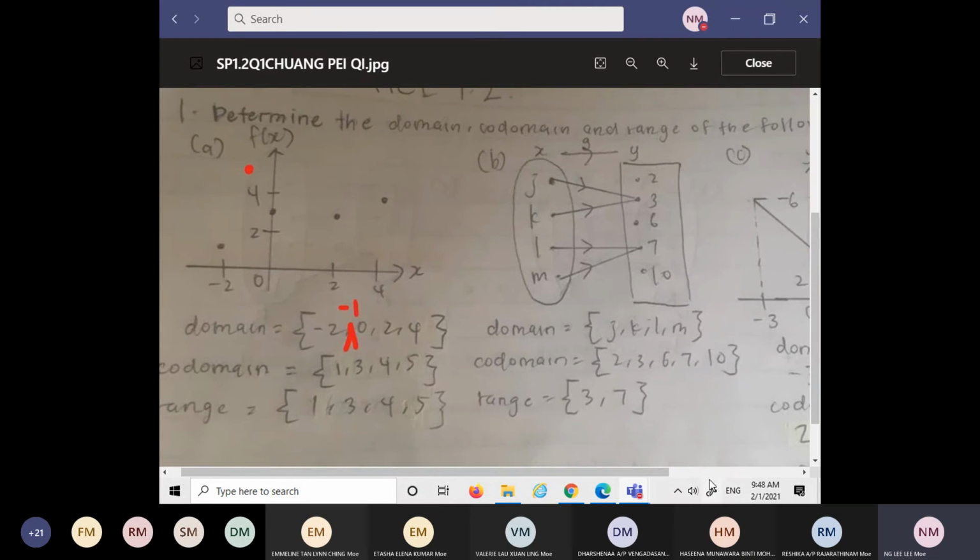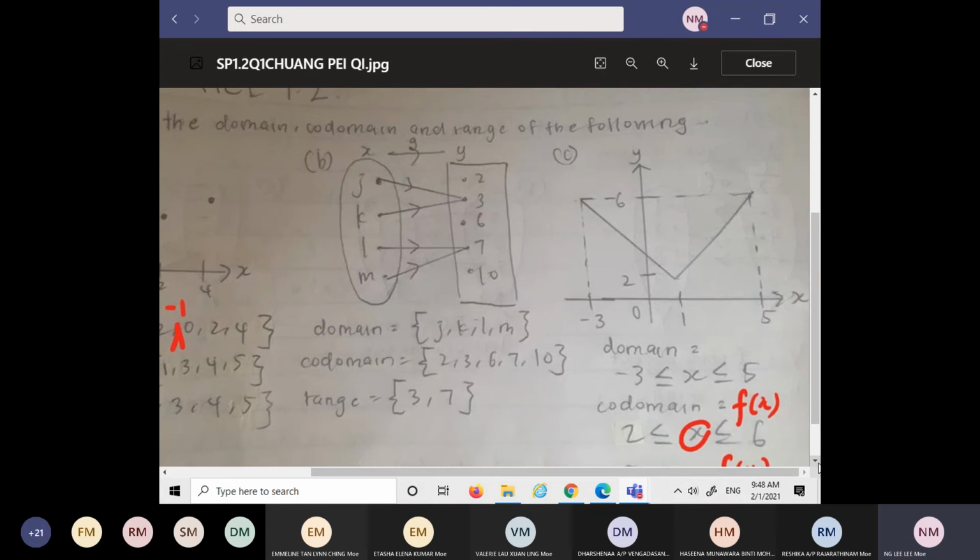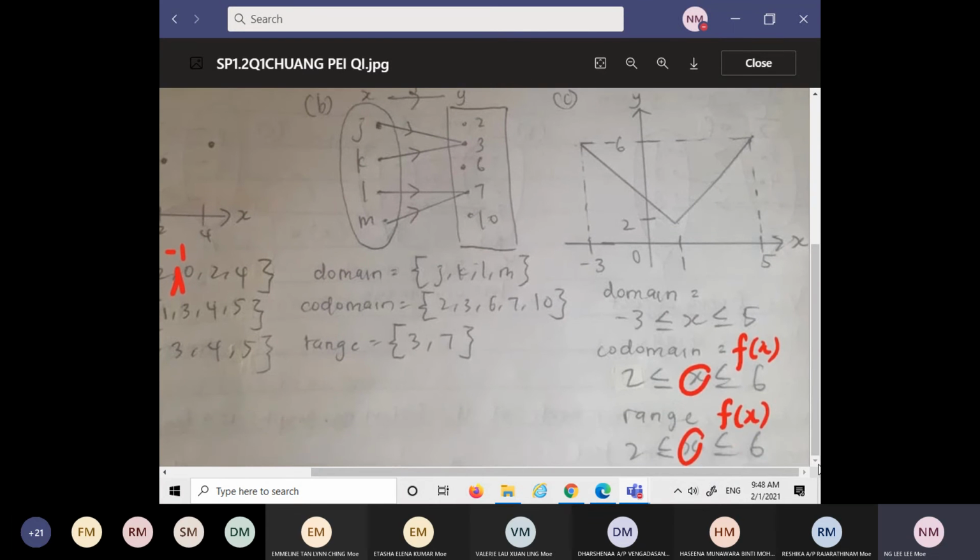Okay, so you see here, another mistake is here. Do remember, domain is x, the inequality for the x. Codomain and the range is f(x). You see, all the numbers are correct. 2 and 6, 2 and 6 are correct. It's just the x, you wrote it wrong. Instead, actually, this is f(x).